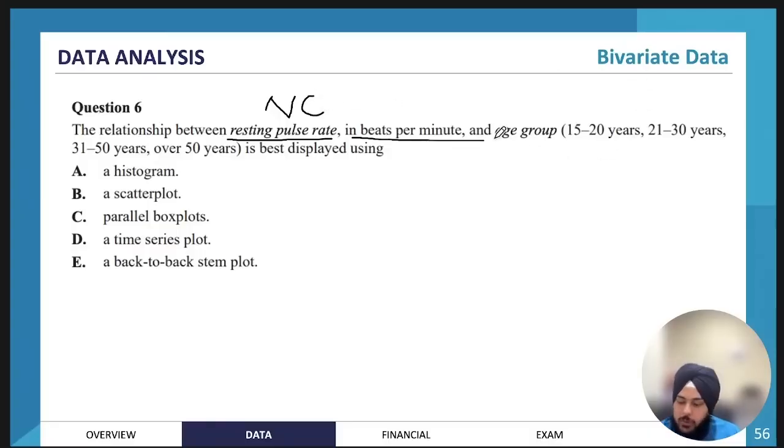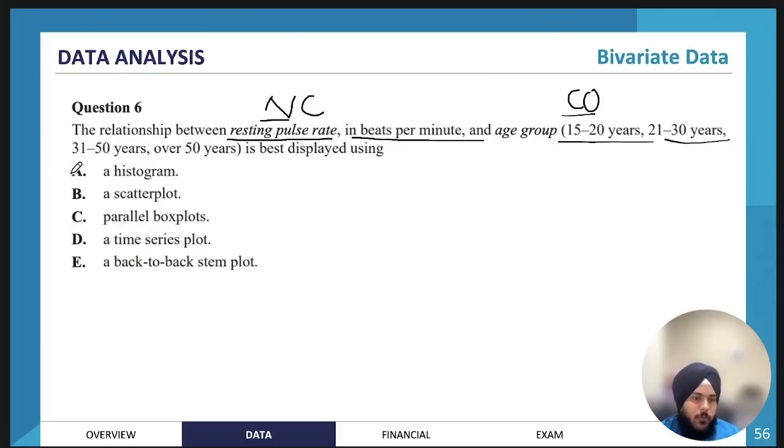And then age group. Age would usually be a numerical variable, but in this case, since we're recording the age group, it's actually going to be a categorical variable, because we're not really recording any measurements particularly. In terms of what type of categorical variable it is, we have an associated order. 15 to 20-year-olds are younger than 21 to 30-year-olds, which are younger than 31 to 50-year-olds, which are younger than over 50-year-olds. So there's a particular order, so categorical ordinal. Therefore, we have a numerical and a categorical variable.